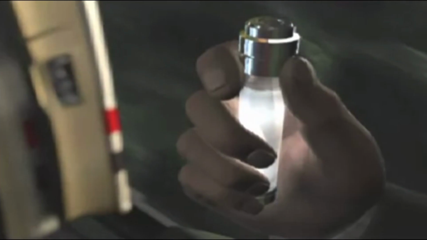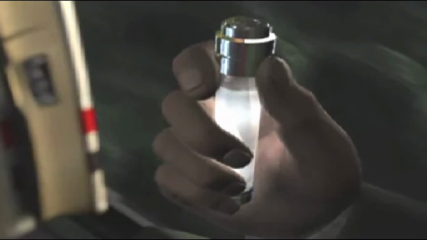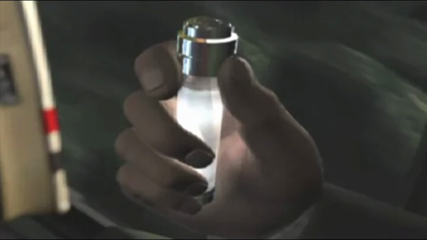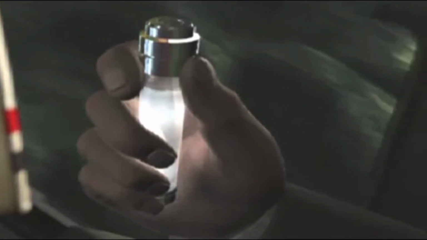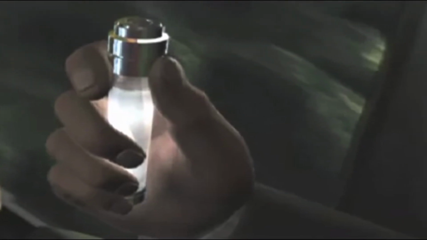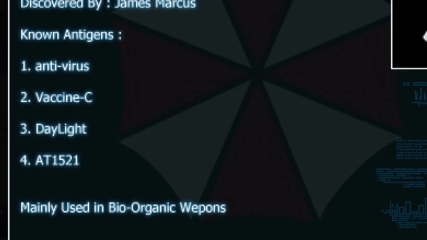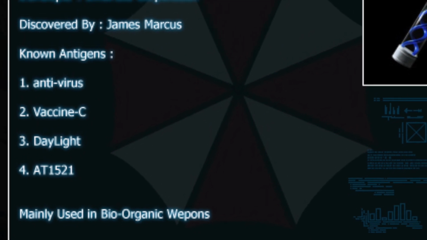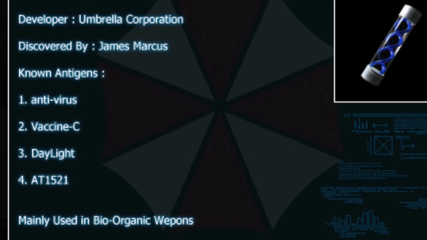The second serum is known as Daylight. The actual ingredients for Daylight are T-blood, V-poison, and P-base. Once all of these ingredients have been collected, they can be mixed together in a special chemical mixer. The mixture takes about 5 to 7 minutes to make and 30 seconds to 1 minute to duplicate. The third is a reagent designated AT-1521, developed by the research team operating from within Umbrella's official Raccoon City facility.